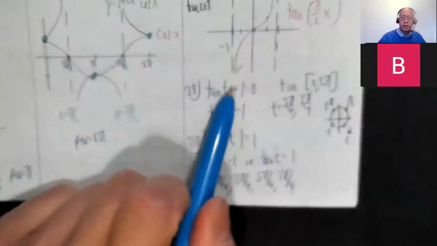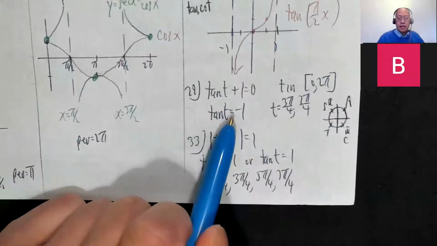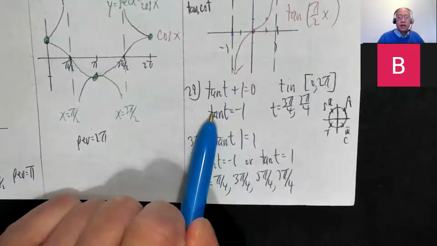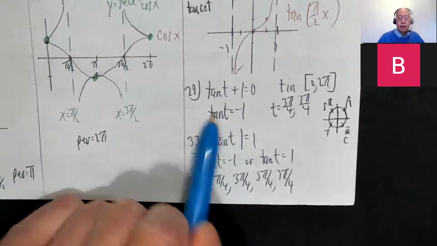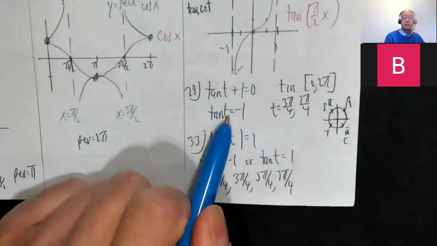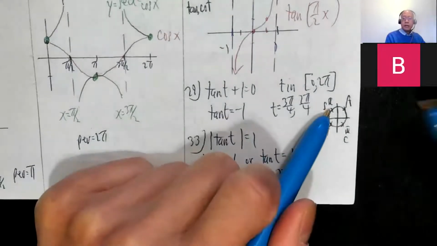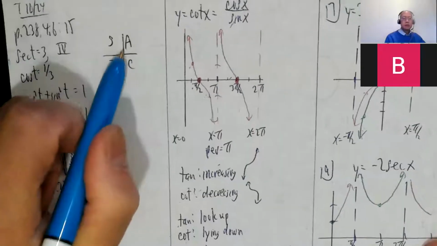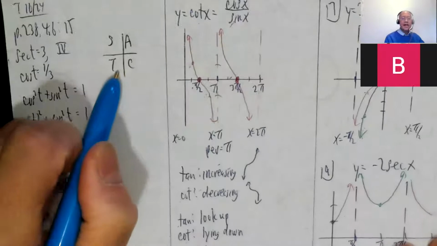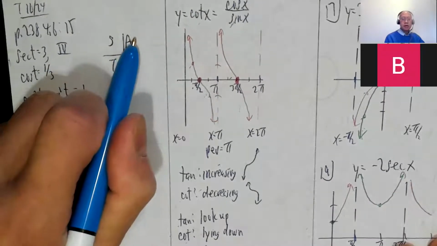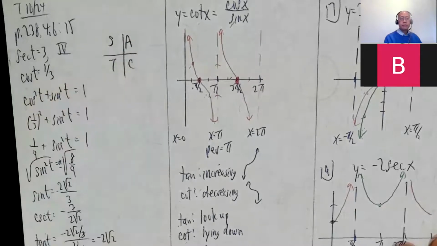Tangent of t plus 1 equals 0. That means tangent of t is -1. Okay, tangent is sine over cosine. If I get -1, that means the sine and the cosine are opposites. Okay, well, that's in quadrants 2 and 4. If I think back to this chart, the tangent is negative in quadrants 2 and 4 because tangent is positive in quadrants 1 and 3.